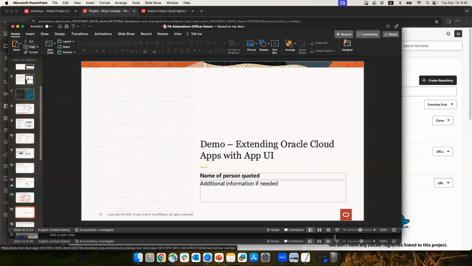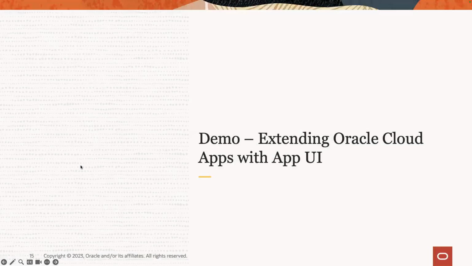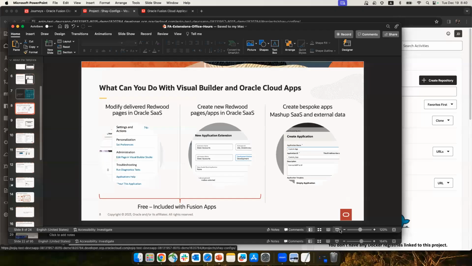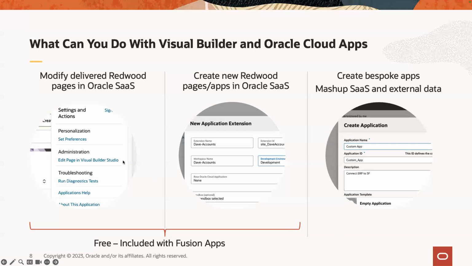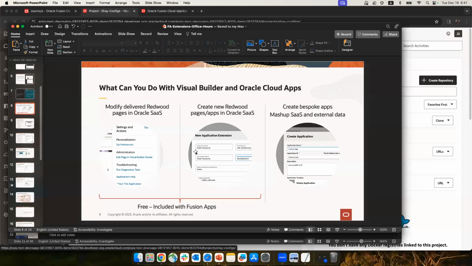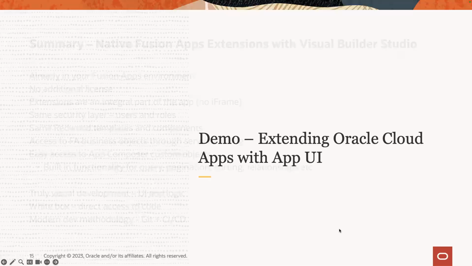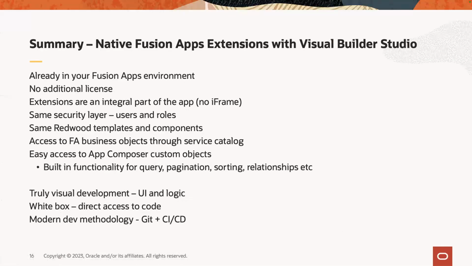So let's go back to the slides. The two demos that we saw right now are the first two scenarios. Okay, so if we go back to this slide over here that talks about the scenarios, we just saw taking a page and modifying it, and then creating a full new module with new pages, new layouts, specific fields, specific business logic. All of this is included free inside your Fusion apps already with the Visual Builder Studio that comes with it. Okay.